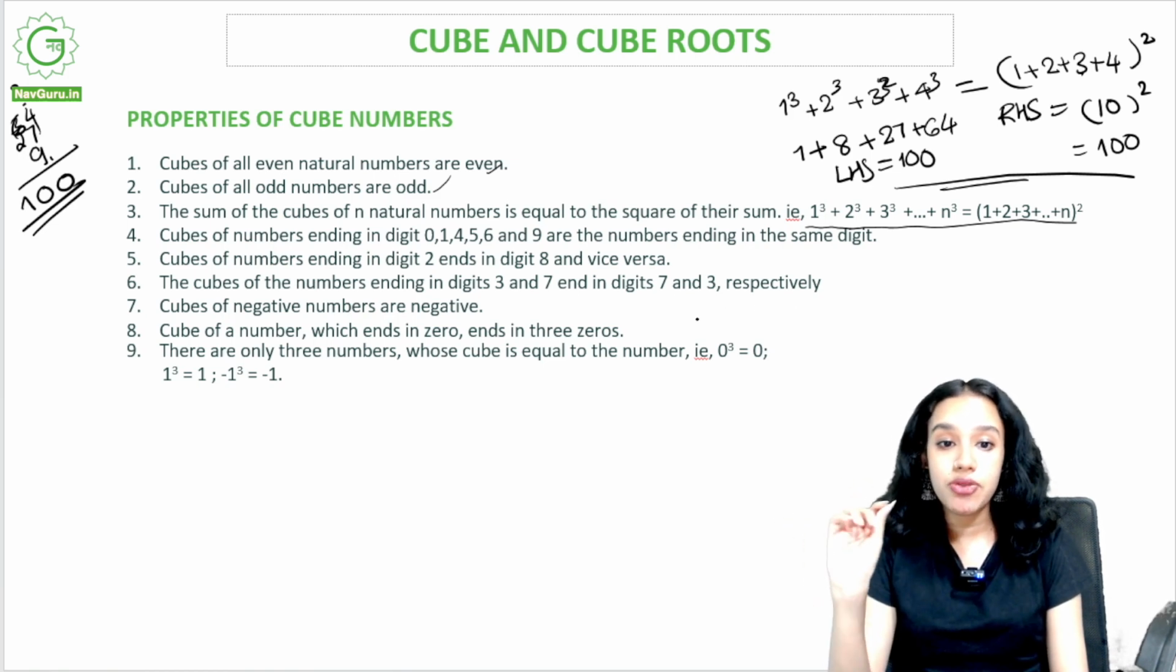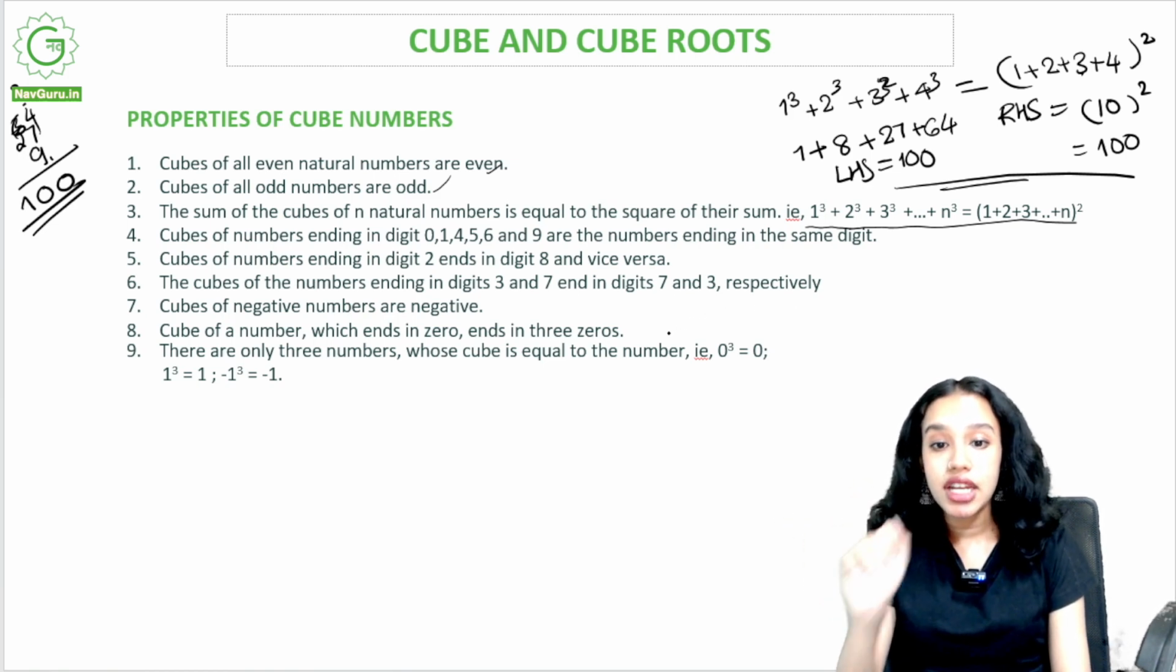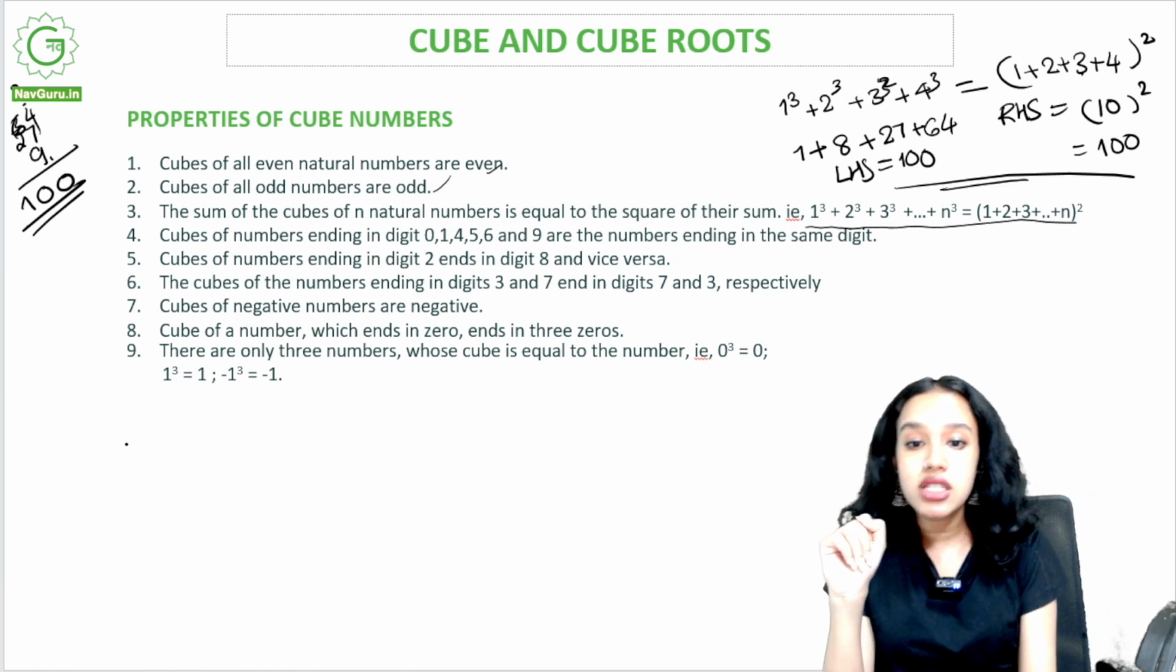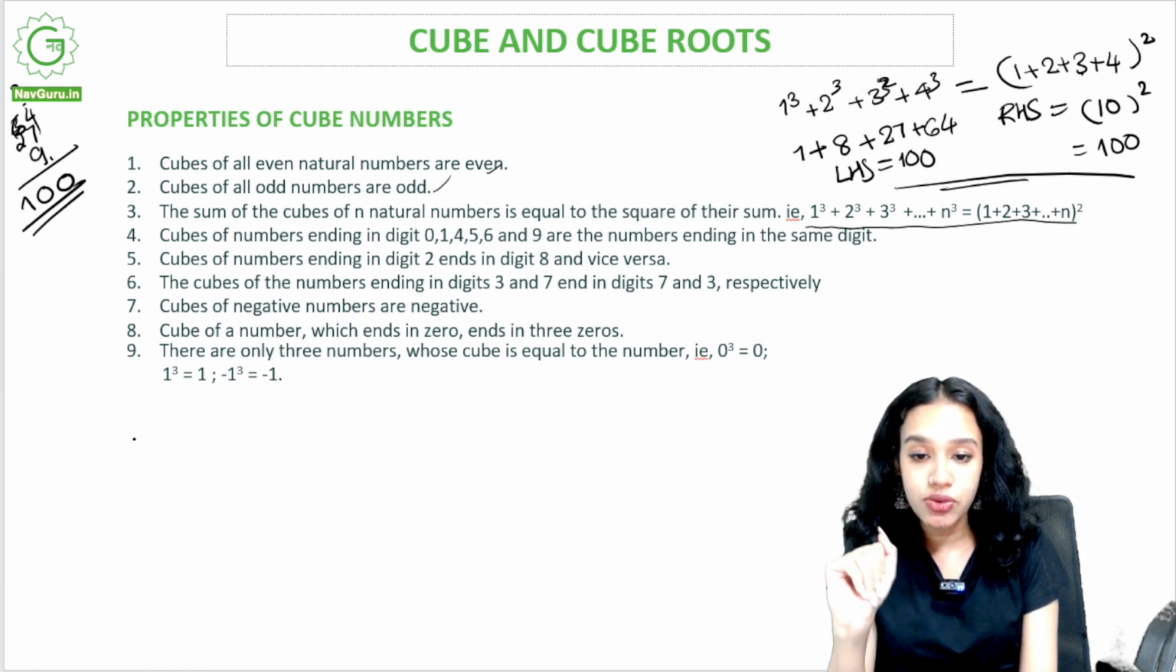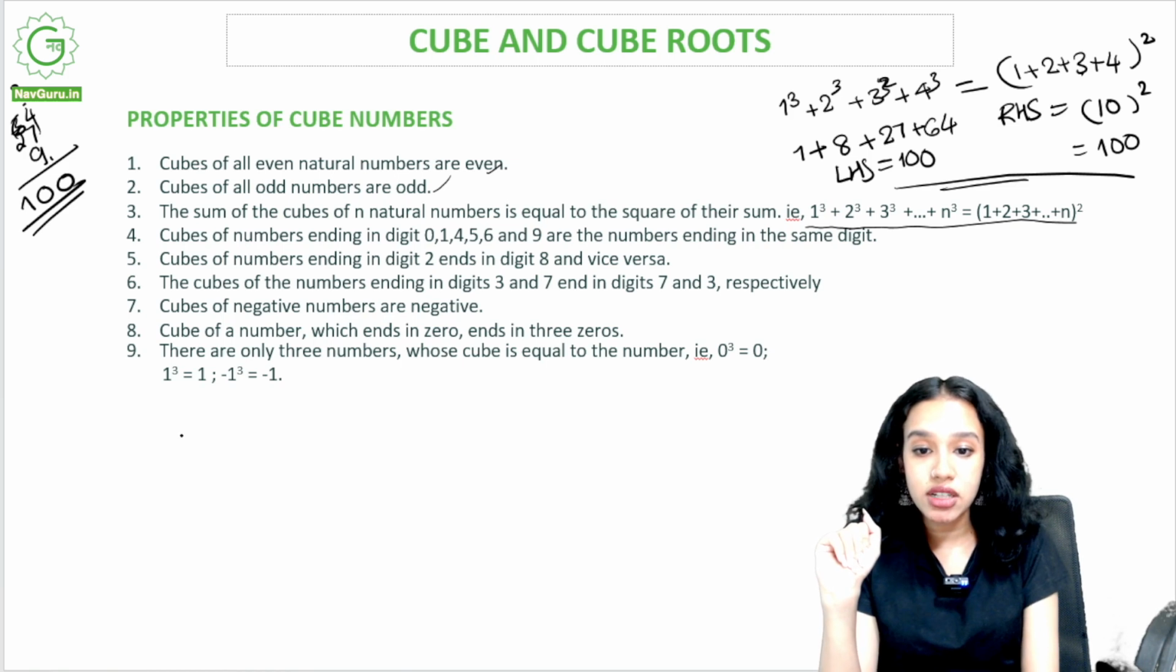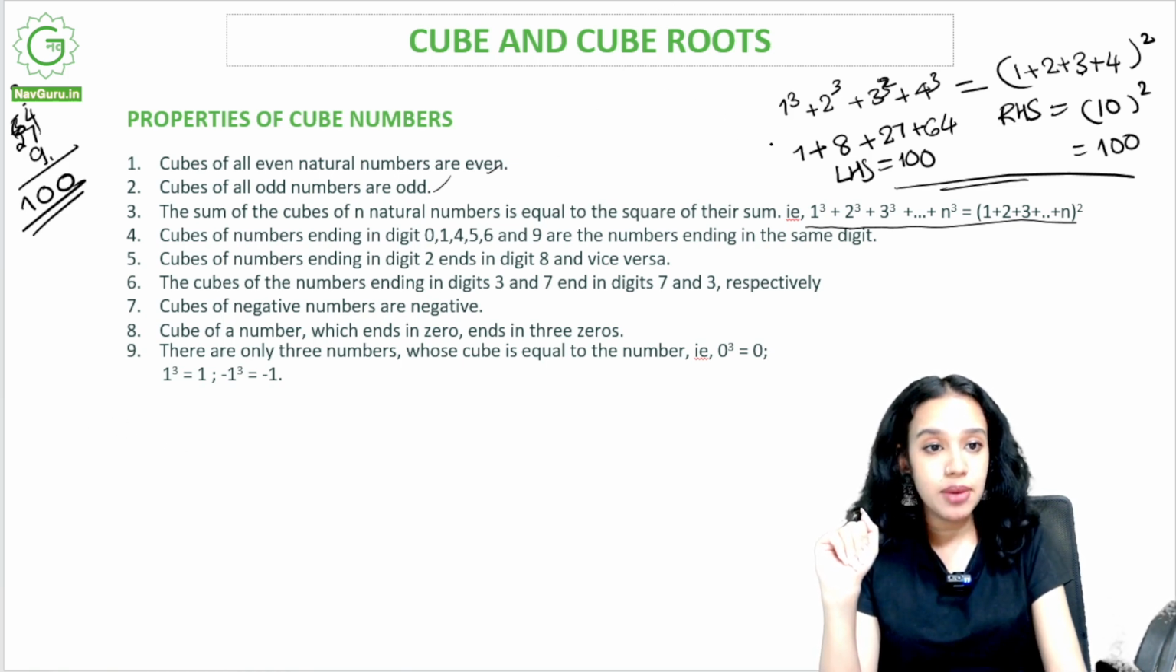Now, the cubes of negative numbers are negative. Now, how did this happen? First of all, when we were talking about the square of two numbers, let's say we have two negative numbers here, right? So, let's say we have two negative numbers here.